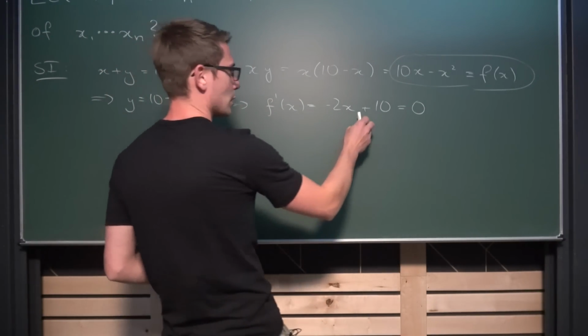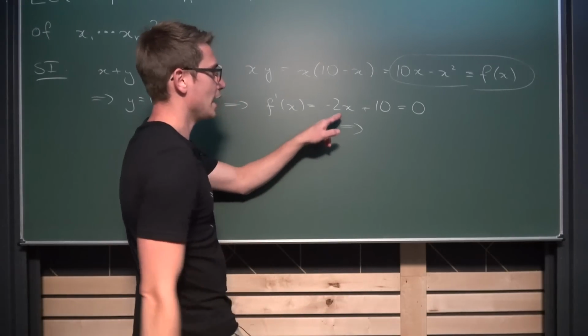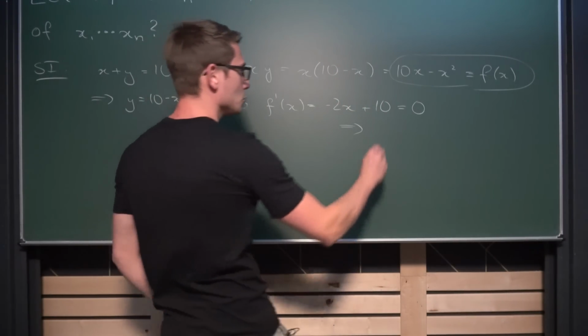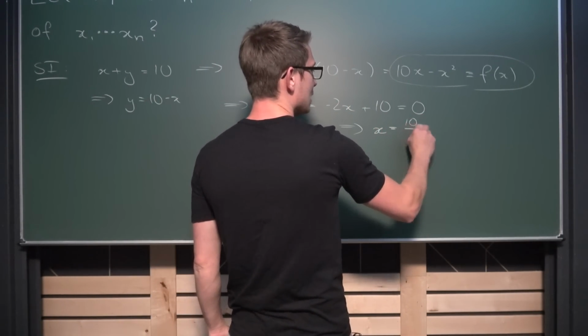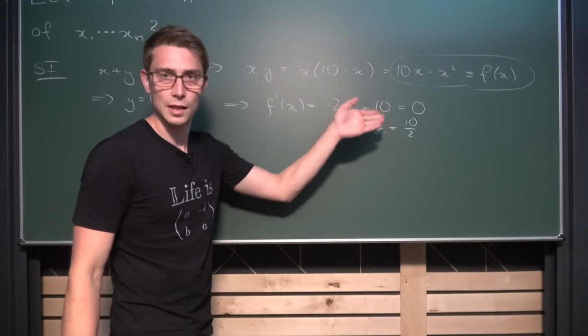So what we're going to do is we are going to solve this for x. Adding 2x on both sides, dividing by 2, giving us that x is equal to, in our case, 10 over 2, which is nothing other than 5.